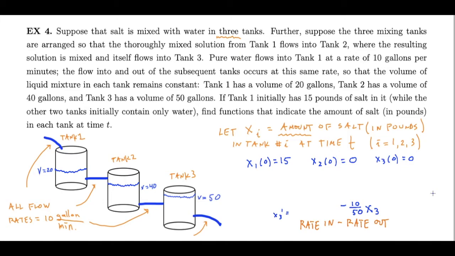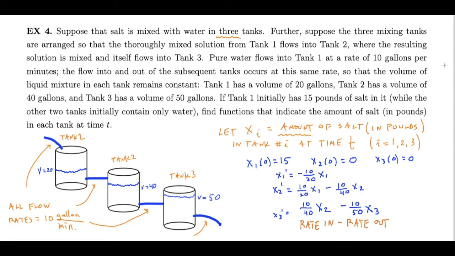At the same time, as we've pointed out, salt is entering the tank from tank 2, and it is entering at a rate given by this expression here. The liquid is entering at a rate of 10 gallons per minute. The concentration of salt in tank 2 is given by the amount of salt in tank 2 divided by the total volume of liquid in tank 2. And so this overall expression counts the rate at which salt is leaving tank 2, and therefore the rate at which the salt is entering tank 3.